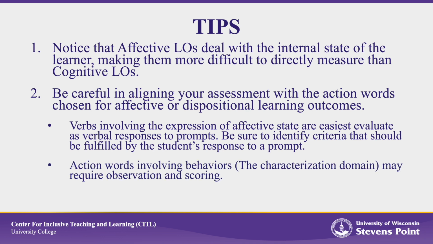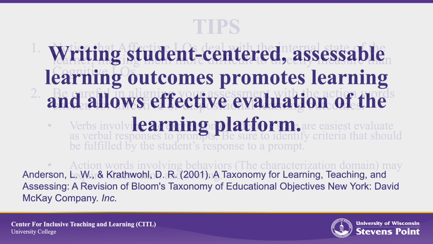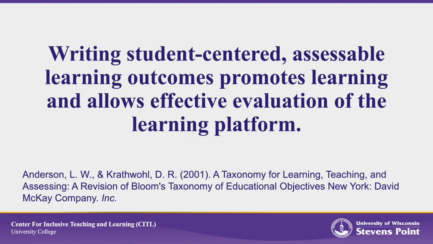The highest levels of the affective taxonomy are manifest in behavioral changes that should be directly measurable, but only assessed in observing the student's behavior. Remember, writing student-centered, accessible learning outcomes promotes learning and allows effective evaluation of the learning platform.